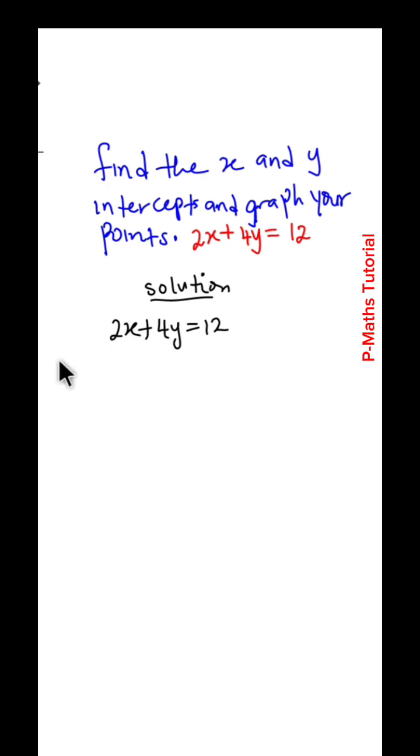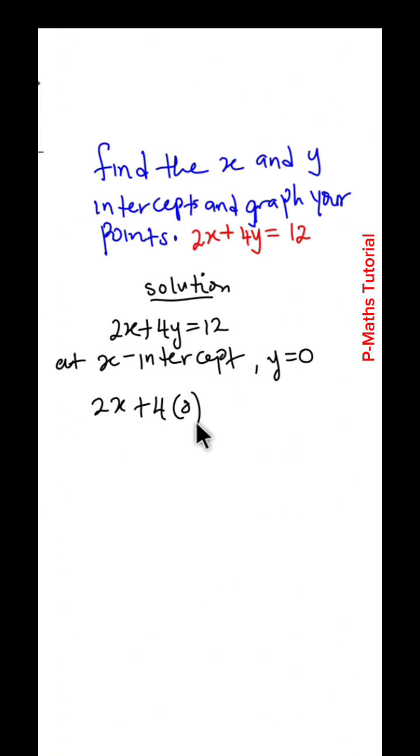So we are going to say at x intercepts, y is 0. Substitute 0 for y here. What do we have? I will have 2x plus 4 into 0 equal to 12. 4 times 0 is 0, so it is gone. Therefore, divide both sides by 2 to get x. Therefore, my x-intercept is going to be 6.